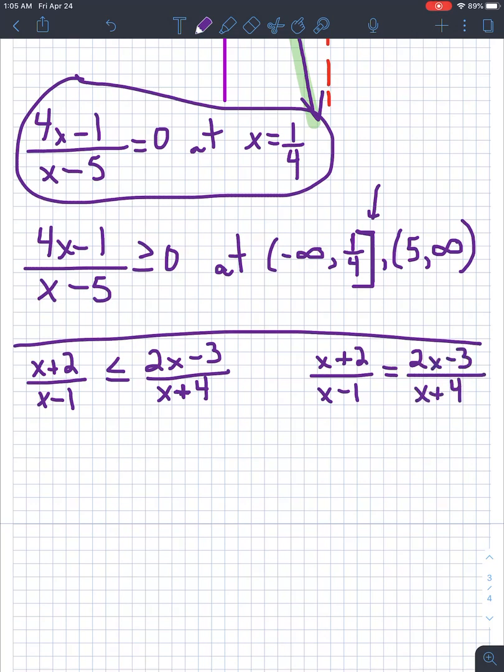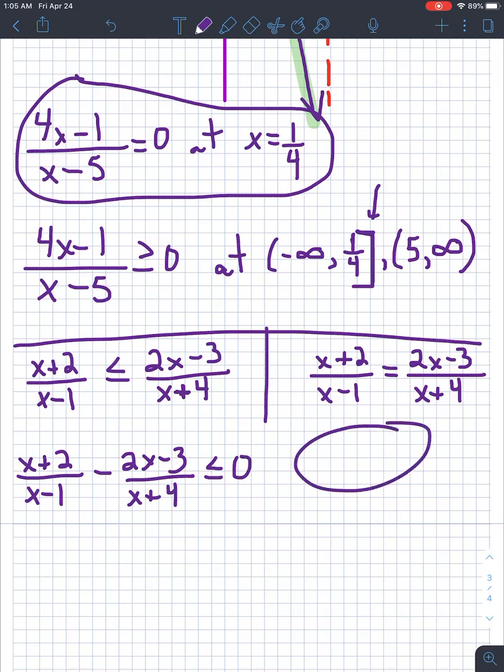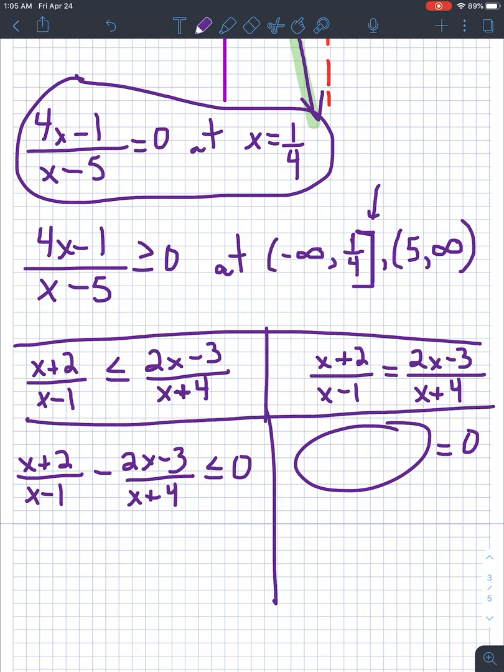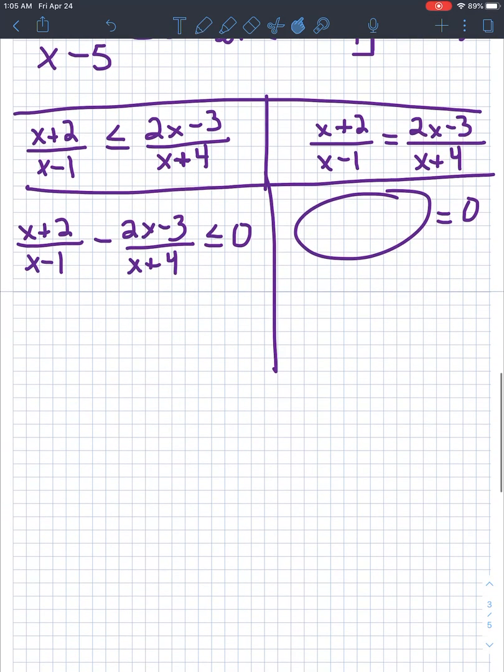Okay, let's not do any multiplication or division at first. Let's do step 1 of just bringing everything to the left. x plus 2 over x minus 1 minus 2x minus 3 over x plus 4 less than or equal to 0. Here it would be the same thing, but it would be equals 0. Alright, next step. Let's get this as one single rational so we know how to graph it. We'll let y equal one single rational, right? So let's get a common denominator.